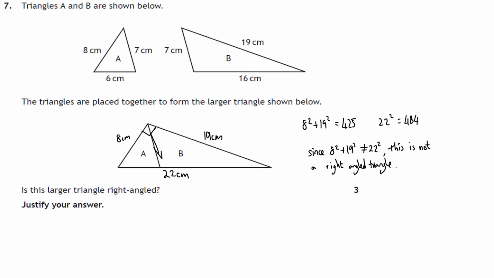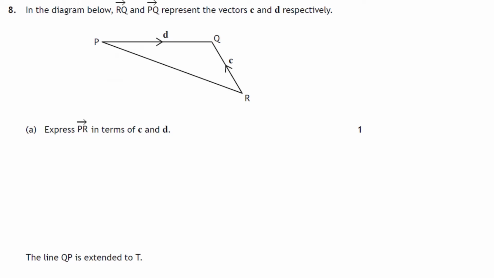Alright, moving on. Question 8. Diagram below, RQ and PQ represent vectors C and D respectively. Express PR in terms of C and D. Okay, so we're going from P to R. We've got to use the vectors C and D.